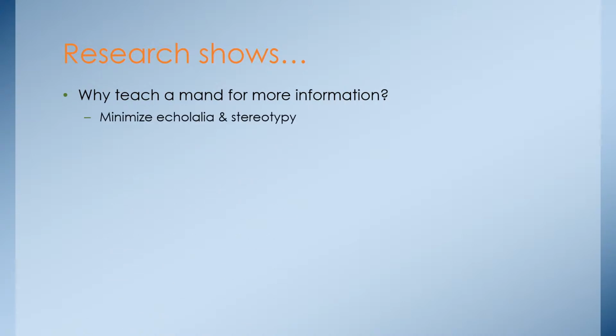Research shows that teaching a command for more information can be impactful in several ways. First, echolalia and stereotypy tend to be higher with unfamiliar, unknown tasks. So teaching a command for more information can help decrease stereotypy while increasing a functional skill. Second, it may help to reduce errors, as a student could request a more intrusive prompt rather than make an error. And finally, the skill can be implemented in a range of activities.